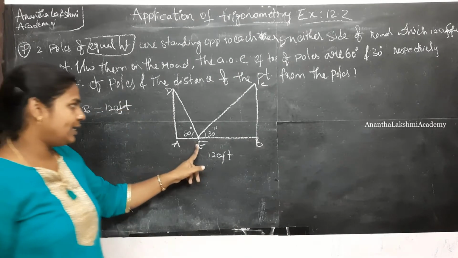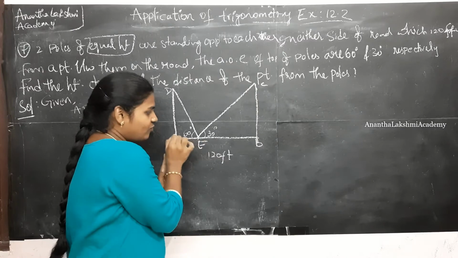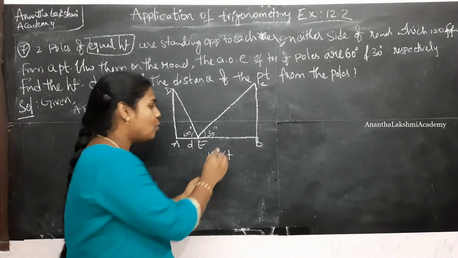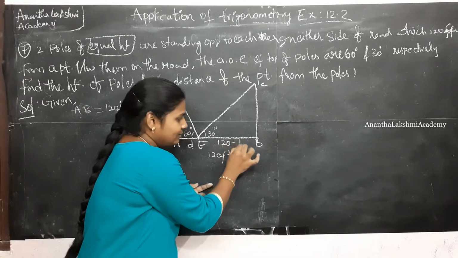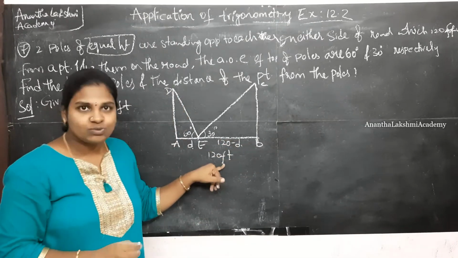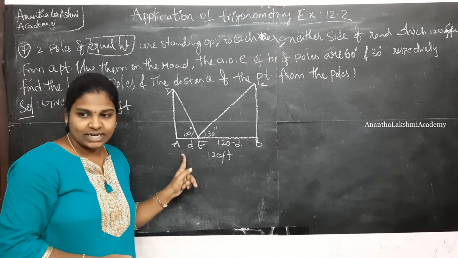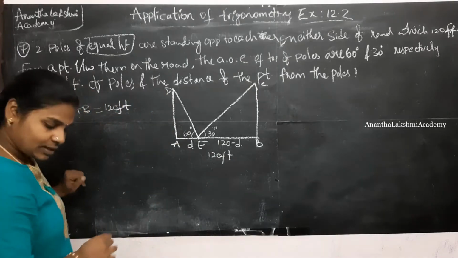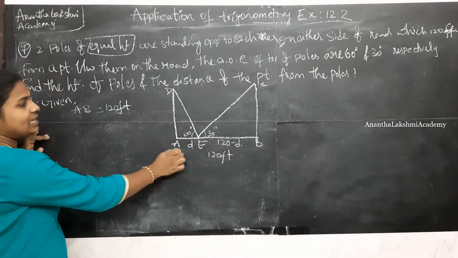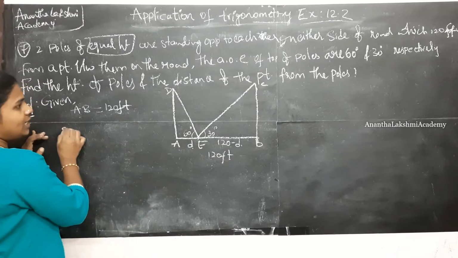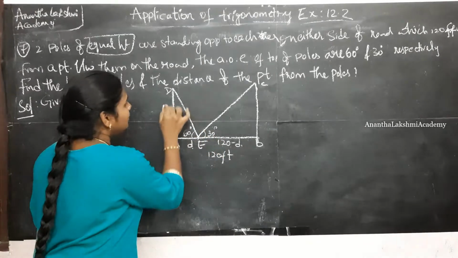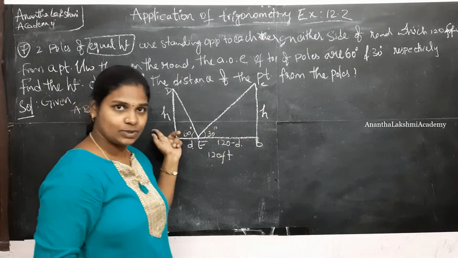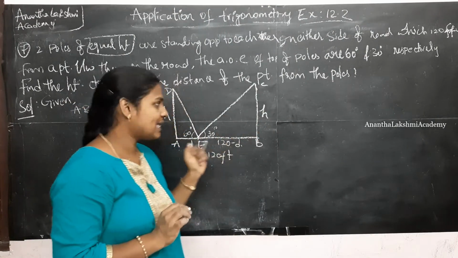But from this point, let me assume the distance from tower 1 to this point is D. So what does the other become? 120 minus D. This is already given as 120. If I assume one of them as D, the other becomes 120 minus D. So now AB is given as 120 feet. And they are given that the heights of the poles are the same, so let us assume the height of the two poles as H.